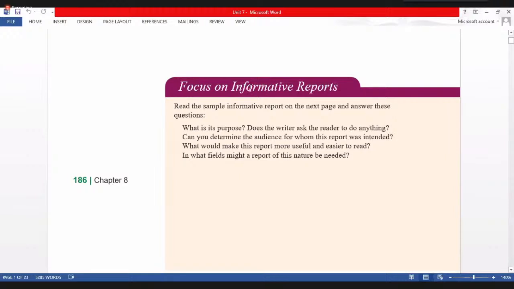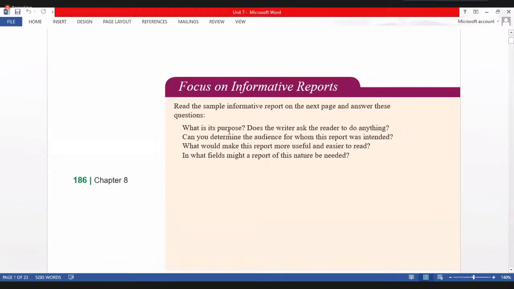Okay. Now, informative reports. So I have removed most of the things from the text. So here, informative reports focus on, say, read the sample informative report on the next page. On the next page, you have been given a sample of informative report. So while reading that sample, you can ask these questions to yourself.